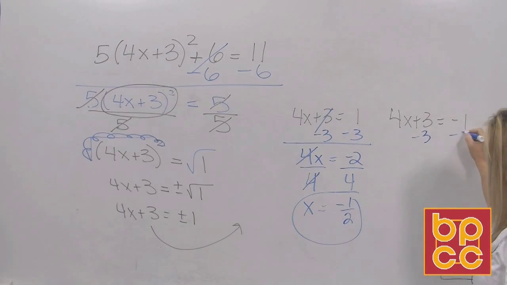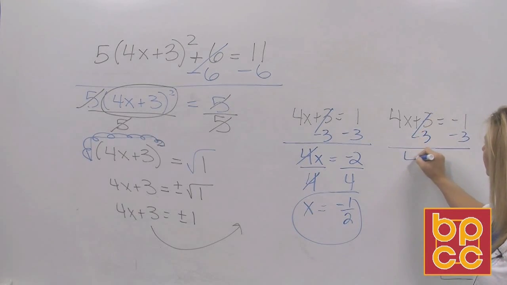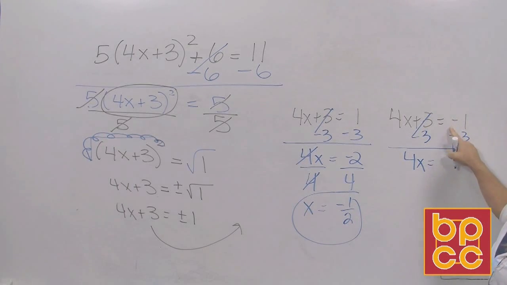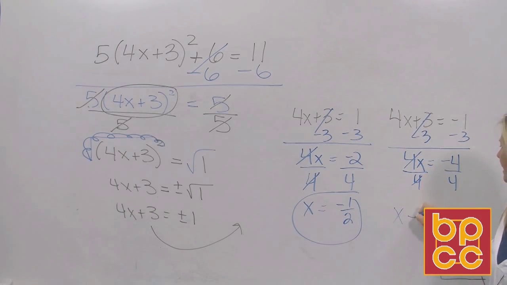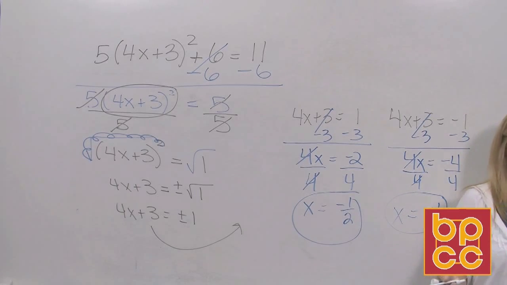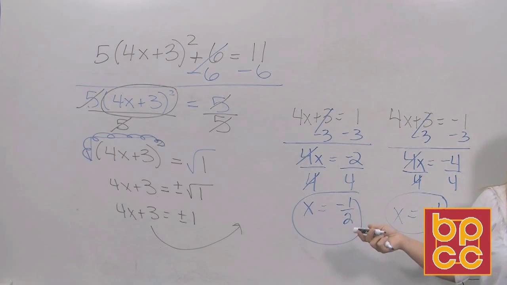We're going to subtract 3. Negative 1 and negative 3 adds to negative 4. We're going to divide by 4. And x equals negative 1. So see, we still got two solutions. This time they're both negative. But this was a different procedure.